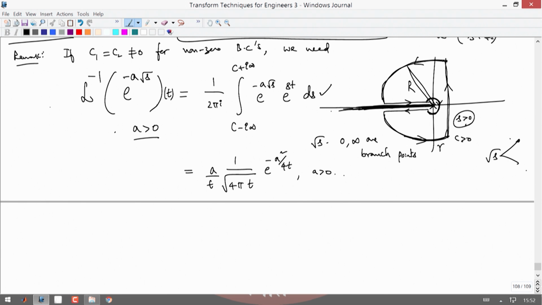So, I will try to give in the next video, or next 1 or 2 videos, how to evaluate this Laplace inversion, before we move on to 1 or 2 other applications of Laplace transform. We will see in the next video.